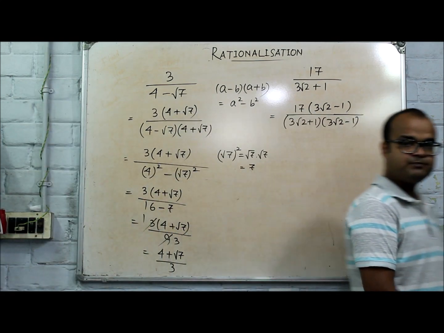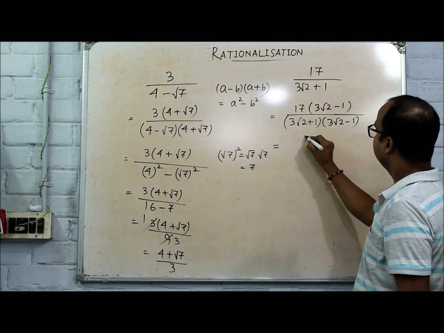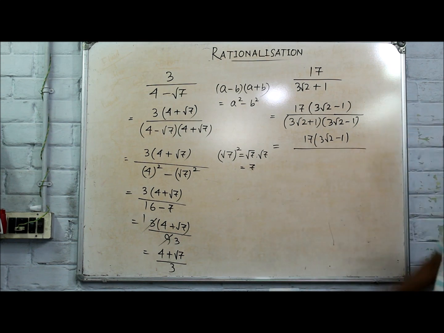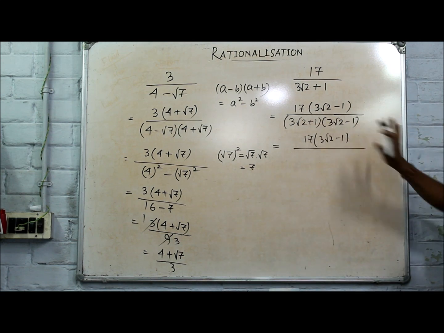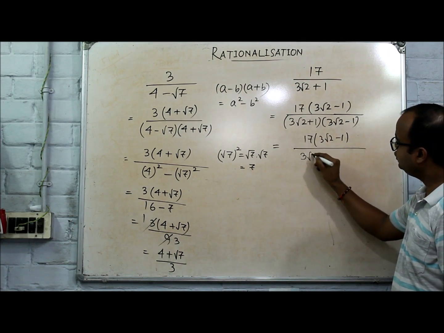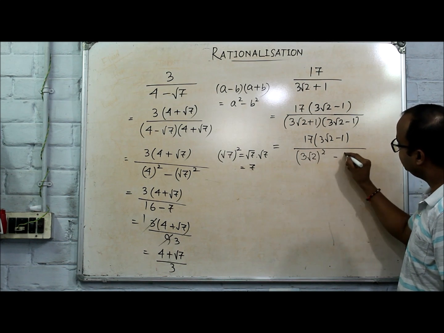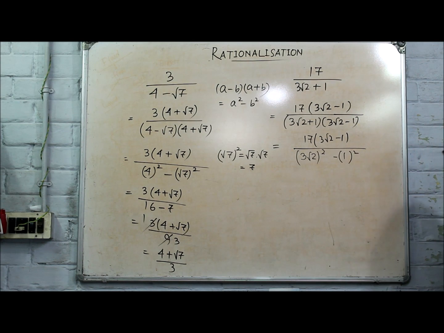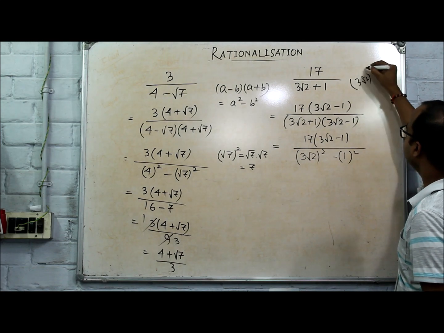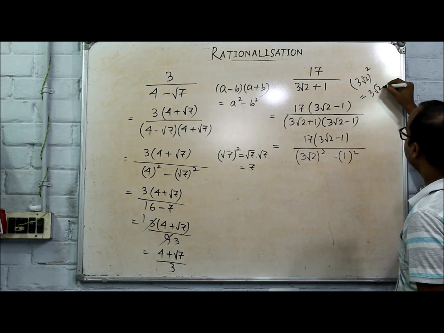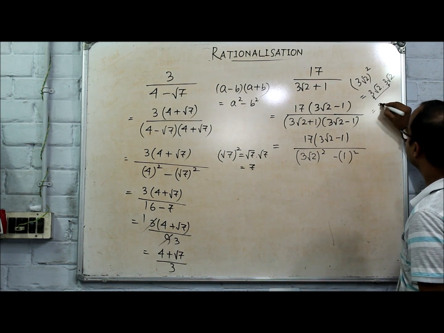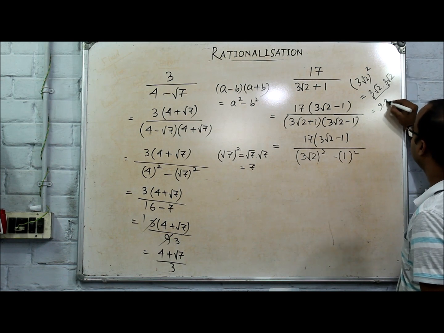Now let us check this example. 17 (3 root 2 minus 1) by (a plus b) into (a minus b). A square means (3 root 2) square minus 1 square. (3 root 2) square means 3 root 2 into 3 root 2. 3 threes are 9. Root 2 into root 2 is equal to 2.